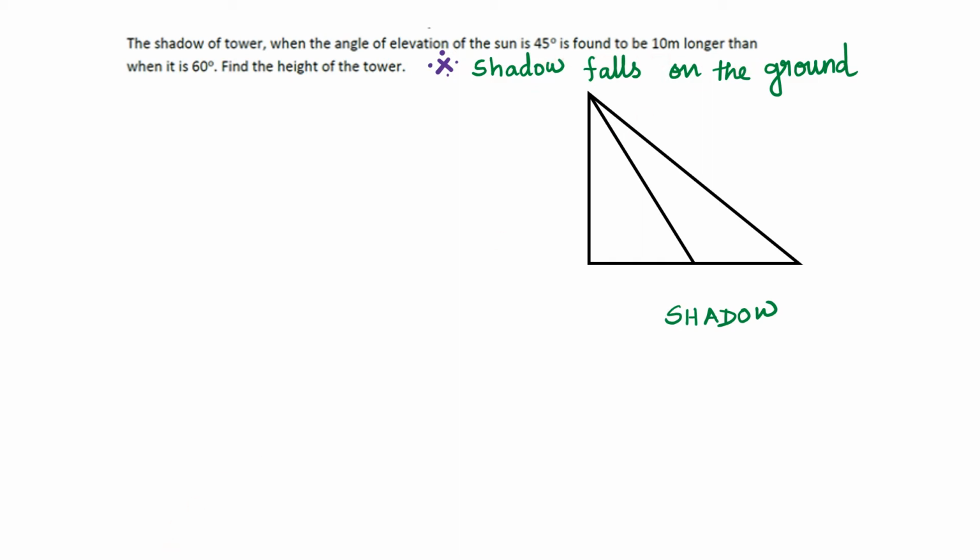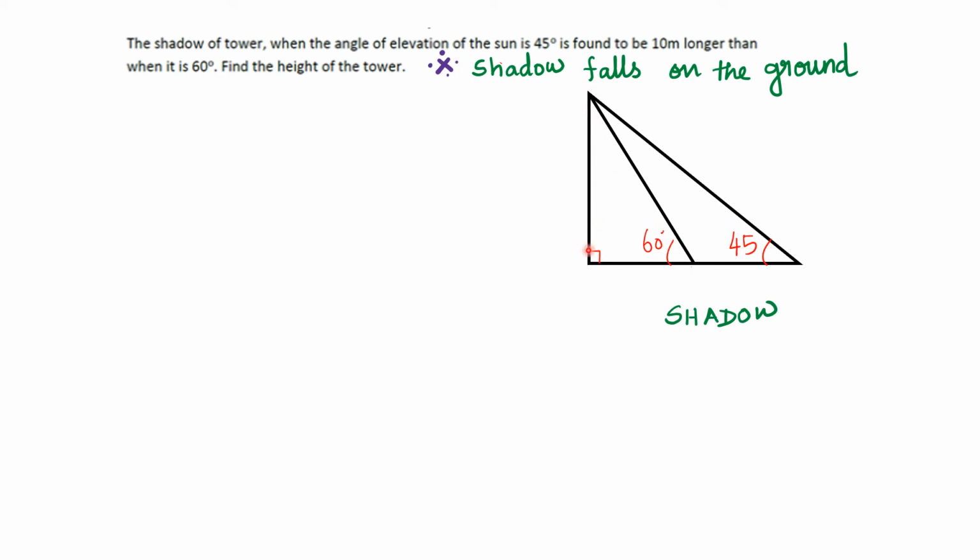10 meter longer. So first we will represent it. Always I said that this is 90, this will be 45 and this will be 60. So always you should remember that it will come in ascending order 45, 60 and 90. And 45 degrees shadow is longer, right? 60 degree shadow is shorter, and that is what they are explaining here. See, 45 degree shadow is longer and 60 degree shadow is shorter.